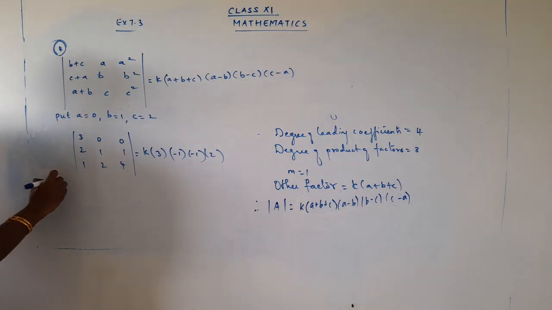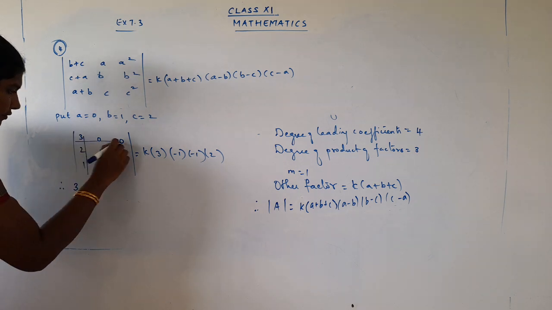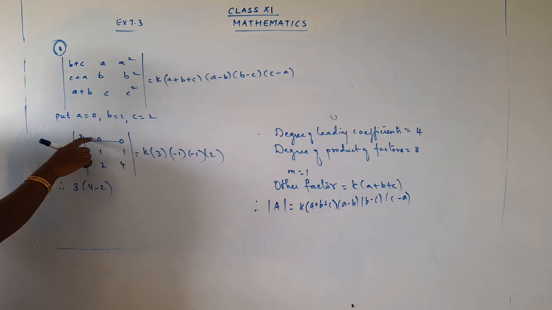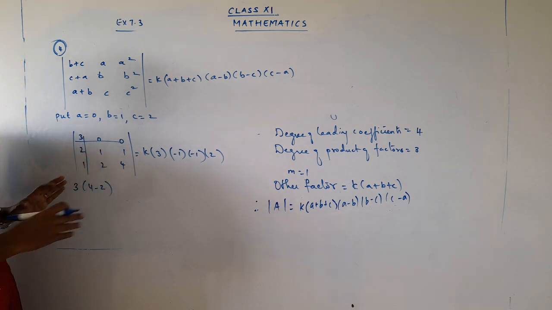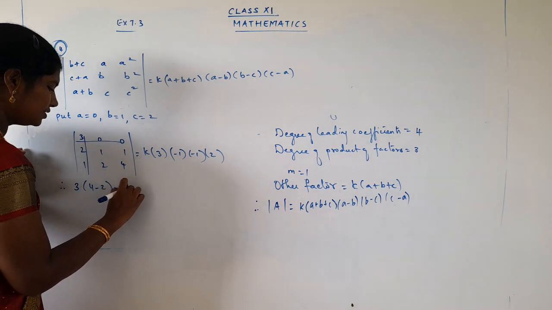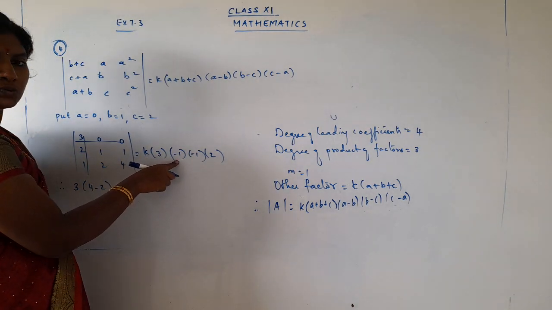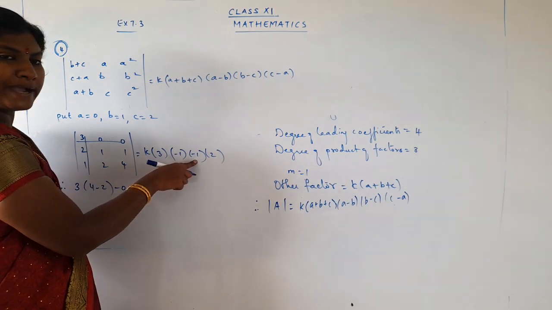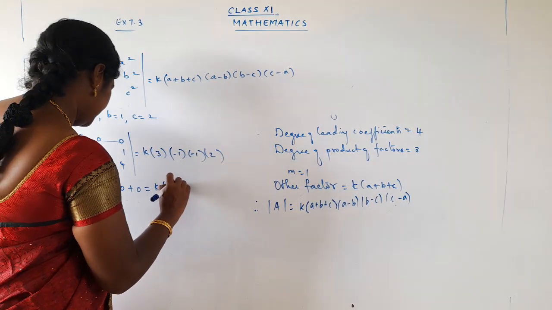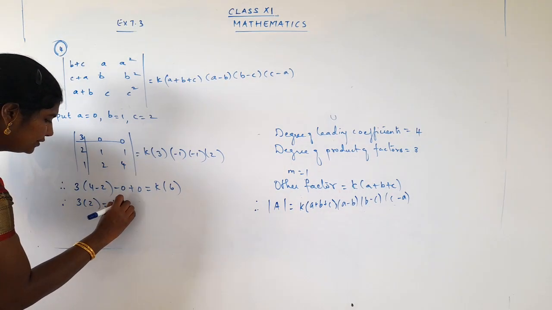We have to go for the determinants. So I get here 3, 4 minus 2. Minus 0 into anything, plus 0 into anything. So I get the answer fully 0. So I get here minus 0 plus 0. This is equal to K. You see here 3 into minus 1, minus 3. Minus 3 into minus 1, plus 3. Plus 3 into 2, 6. So this is 3 into 2 is equal to K into 6.